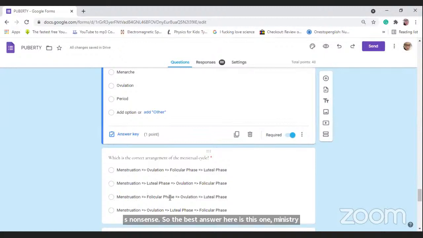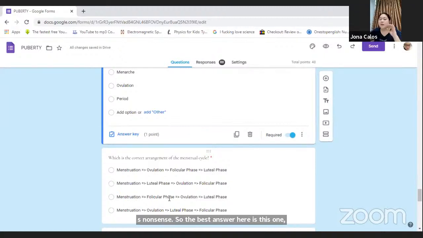Menstruation, follicular phase, where the uterus lining will start to become thick. Ovulation, ready for fertilization. Luteal phase, the lining is very thick, and then if it will not be fertilized, it will be shed through menstruation. So the best answer, this one, the third one. Menstruation, follicular phase, ovulation, luteal phase.